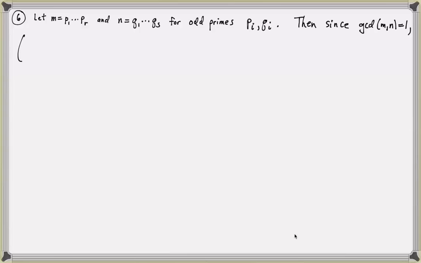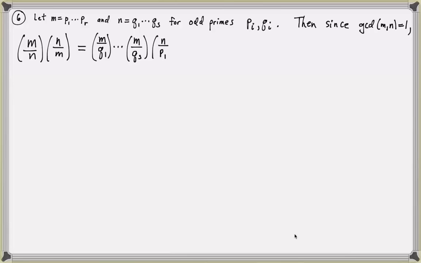So m over n times n over m. By definition of the Jacobi symbol, this will equal the product of m over q1 up to m over qs times n over p1 up to n over pr.